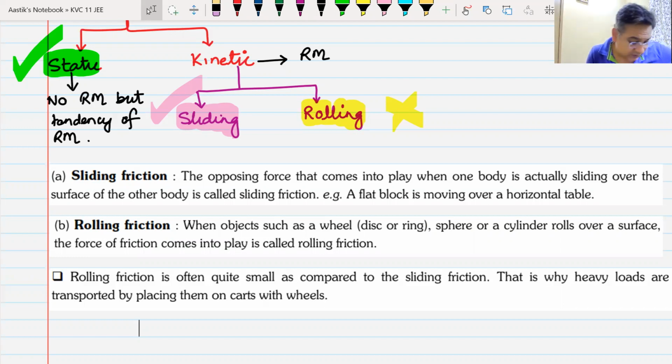You might have seen sometimes when you go on a plane or a train and you have all these shopping carts. Shopping carts have wheels. They do not slide on the surface. Why do they have wheels? So that it is easier to move them. That is your sliding or rolling friction. Rolling friction we are not going to study.